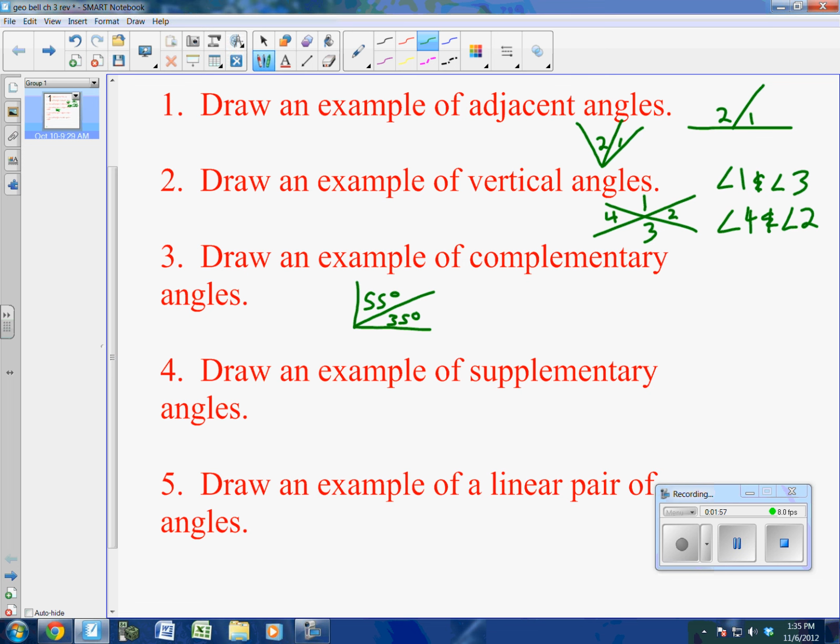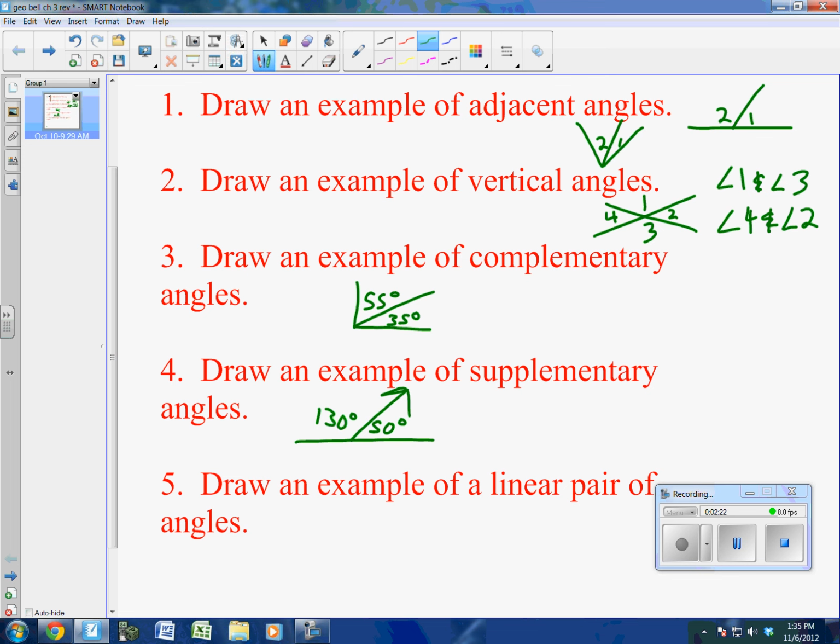What about supplementary angles? What are those? Two angles that add up to 180. So usually we have a straight line and have something going off of that. Let's say this one was 50 degrees. What would the other angle have to be to be a supplement? 130. Good.